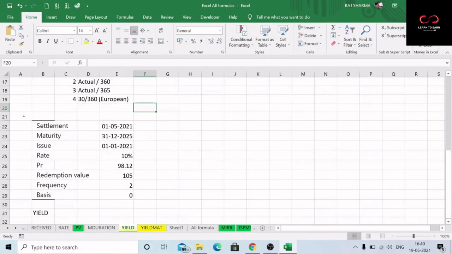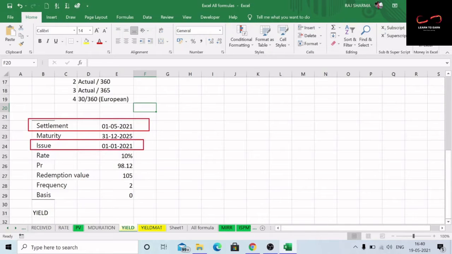Here is a bond which is acquired by the present buyer on 1st of May 2021. This bond was actually initially issued on 1st of January 2021. So after 4 months, this present buyer has acquired it. The final maturity of this bond is 31st December 2025.